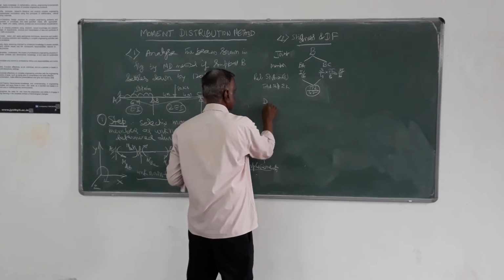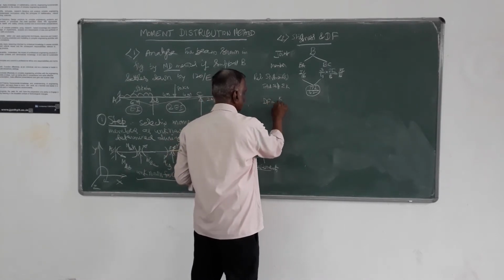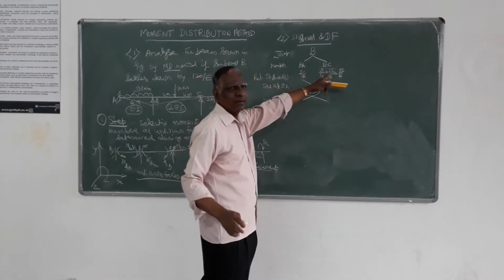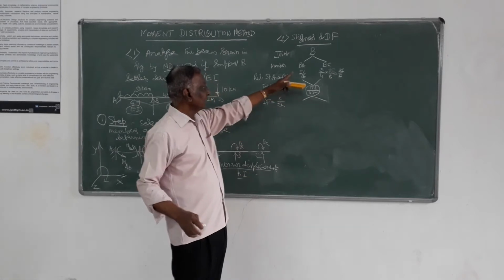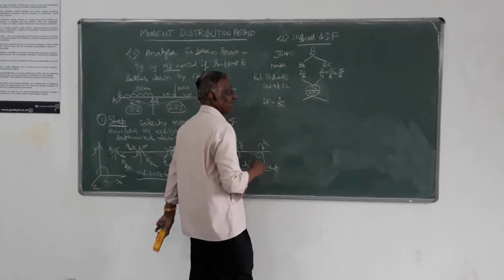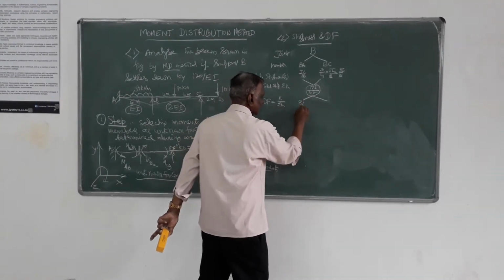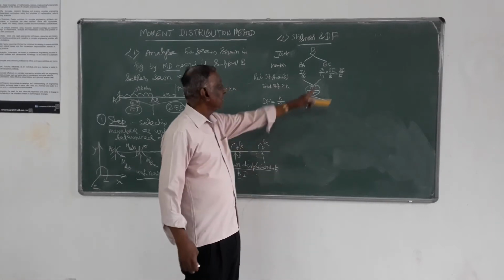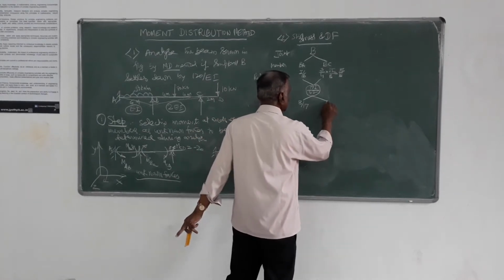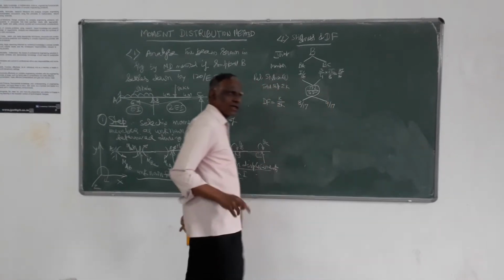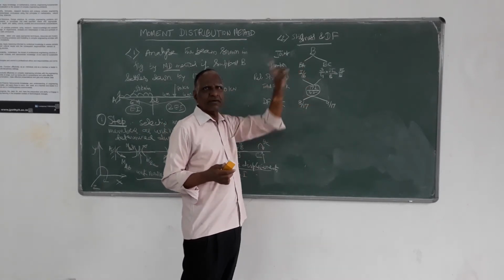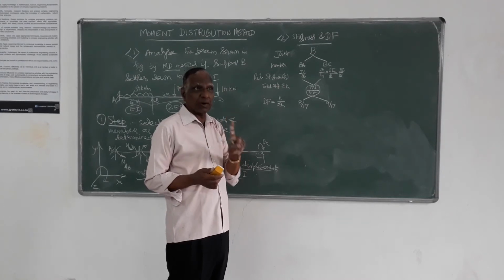The distribution factor for the members is K by sigma K. That is I by 6 by 17I by 48, that is 8 by 17. Here it is 3I by 16 by 17I by 48, that is 9 by 17. Remember, the sum of the distribution factors at any joint will always be 1. This is an important property.